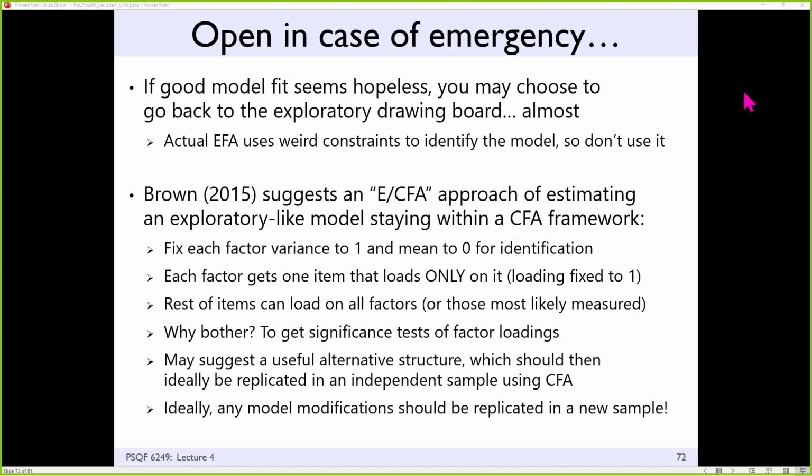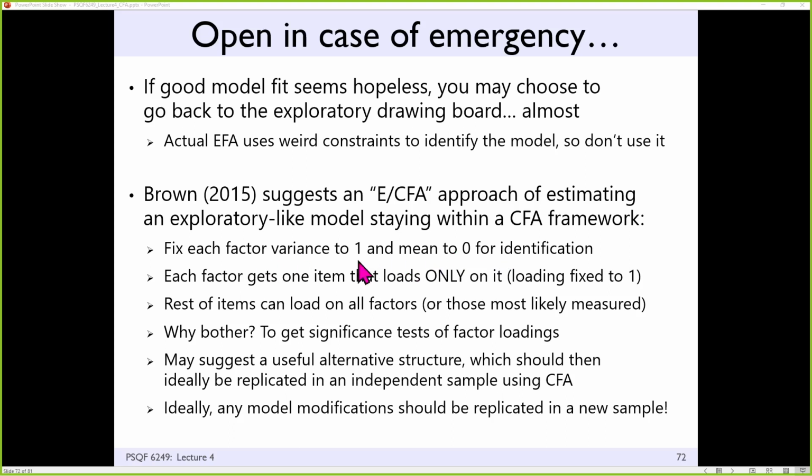And in case of emergency, there is a section in your textbook that he refers to as E/CFA. So if you are handed a data set where, for whatever reason, you really have no idea how many factors are supposed to be there, like it's not your data, maybe it's in another language, you don't even know what the items mean, that could happen, right? Then you could fit an EFA-like model, but do it in this framework. So in that case, you could start with, say, 4 factors, I don't know.